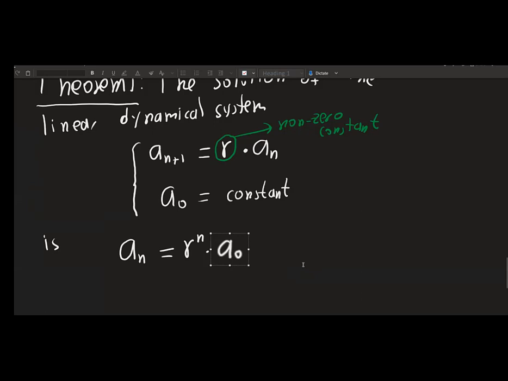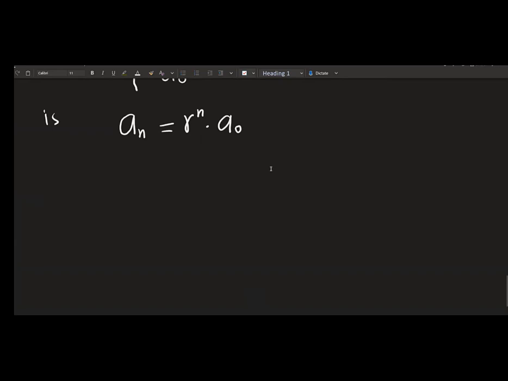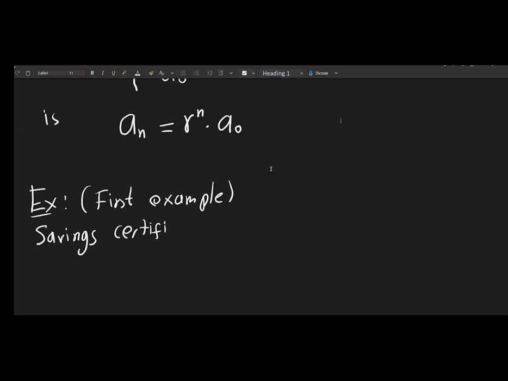All right, so let me go back to the example we did at the beginning of the last lecture. Let me just recall that. The first example in the class, if you remember, was the savings certificate. This is the one where we didn't withdraw money.